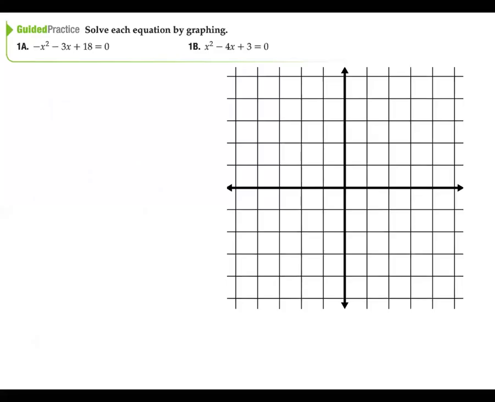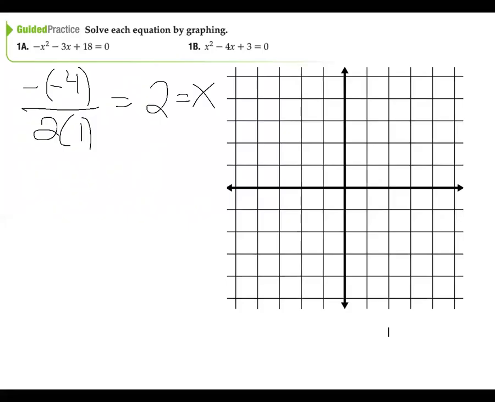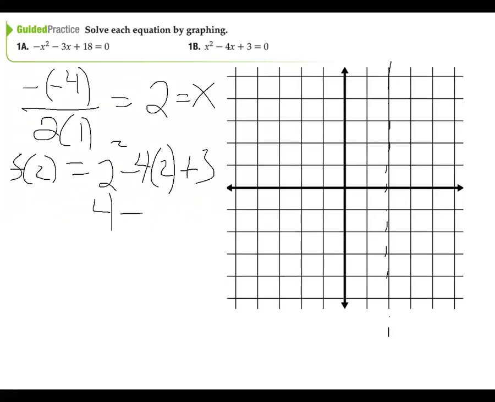The second one, if we graph it, the opposite of b over 2a, which would give you 4/2 or 2, that equals the axis of symmetry, which is going to be right here. Then if I plug that into the function, f of 2 equals 2 squared minus 4 times 2 plus 3. So you get 4 minus 8 plus 3, which is -1. So right here.